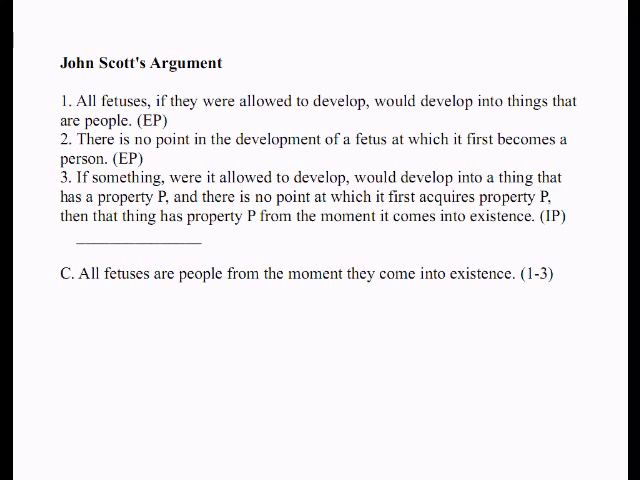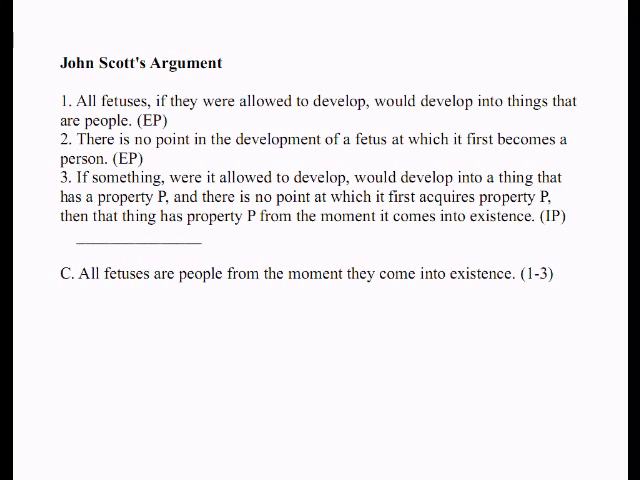Premise 3, now this is a little more complex. If something were allowed to develop and would develop into a thing that had property P, and there's no point at which it first acquires property P, then that thing has had property P from the moment it came to existence. So the idea there is that if something is red, let's say, and there's no specific point where it became red, then it must have been red all along, since the minute it came into existence. So for example, say I have a red ball, and we know that there's no point where it became red, then presumably it's been red ever since that ball came into existence. There was no point in which that ball was around but was blue or some other color. So that's the sort of premise he has here in premise 3.